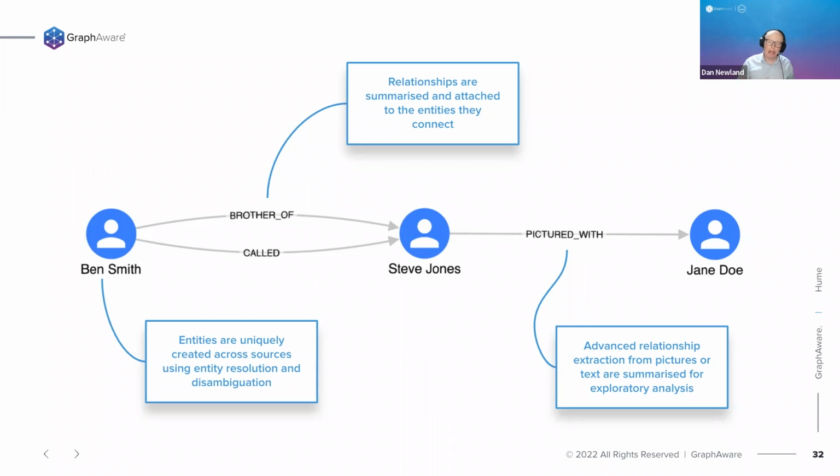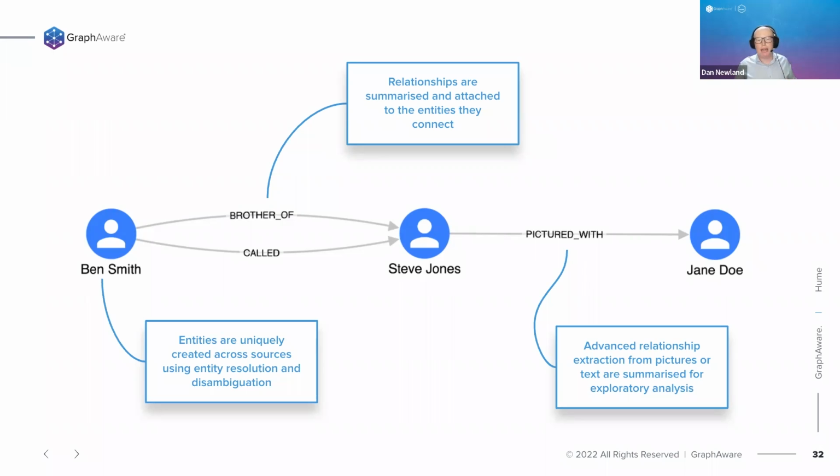The same thing goes for the pictured with relationship. We talked about some use cases where we can analyze facial recognition and fingerprints and create those simplified relationships. Here's a great example of that, where we have a pictured with relationship between Steve Jones and Jane Doe. So we've got advanced relationship extraction from pictures and text being summarized down into a really simple and easy to analyze form. The point that I'm trying to make here is that we don't have the full context for all of these domains present in this exploratory graph.